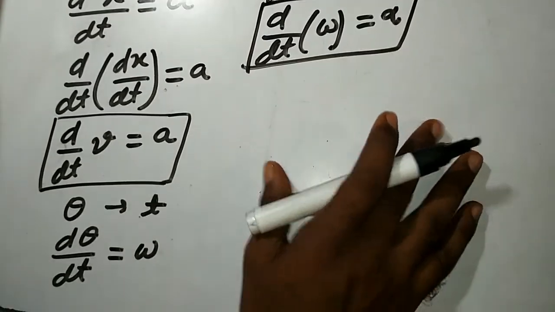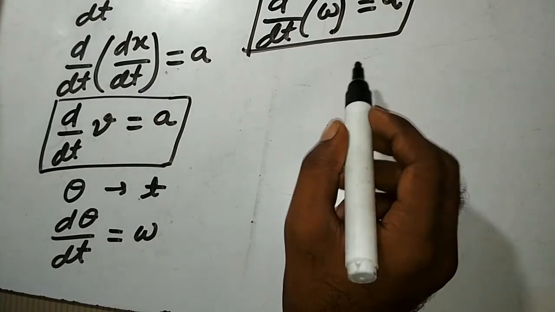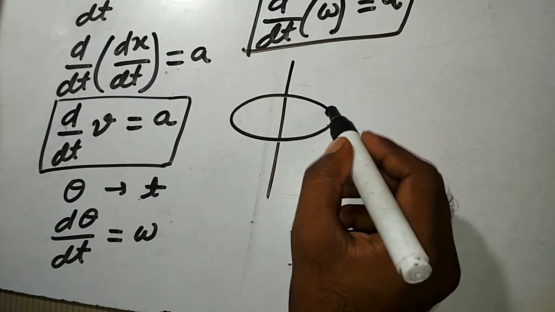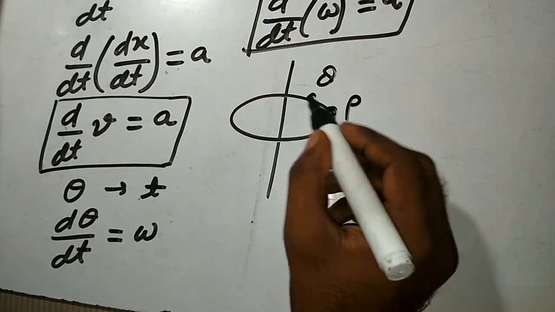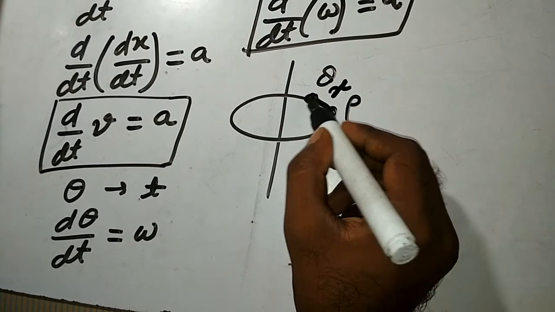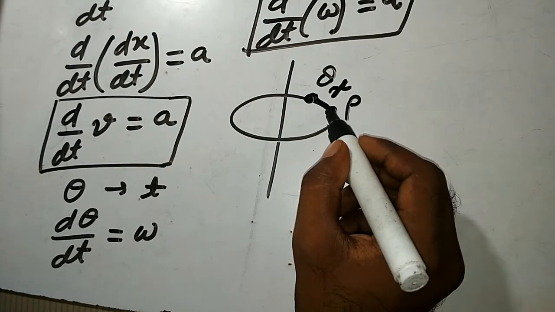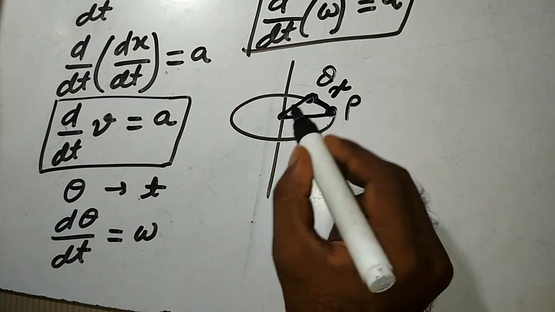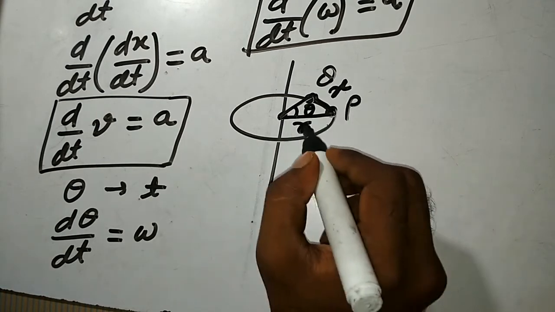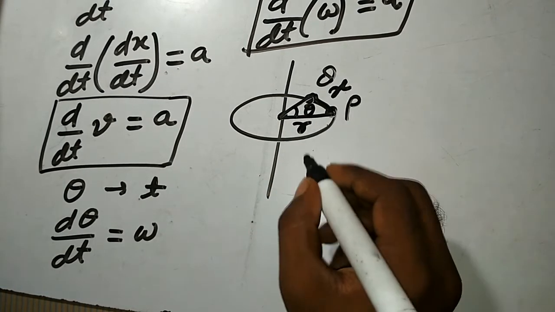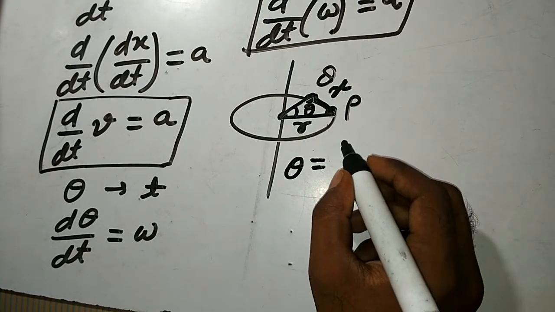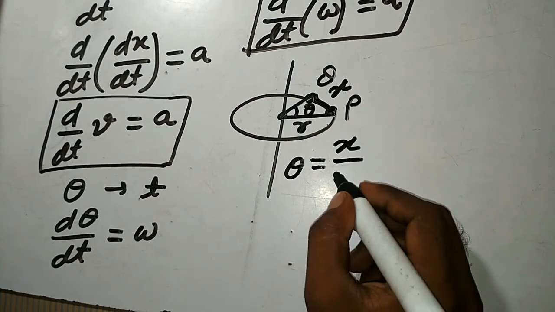Now consider a particle moving in a circular orbit, on a circular path from a point P to point Q, and displaces by an amount x on this circular path. So this circular path is nothing but an arc, and this arc subtends some angle theta at the center of the circle. The radius of the circle is r. Then by the relation angle theta is equal to arc upon radius, we have theta equal to x upon r.